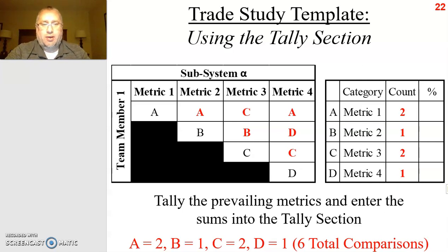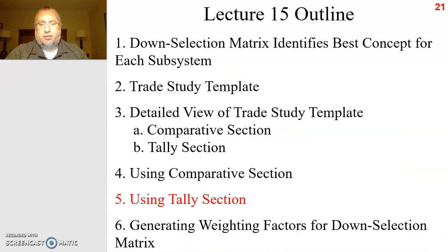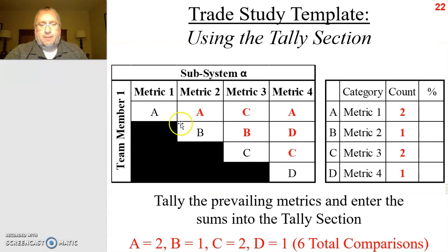So, where we were before, we had walked through the comparative section, and we're now talking about the tally section of the trade study template. We had basically made binary comparisons between the metrics, put in our decisions here, and then counted them all up to get these counts for metric 1, 2, 3, and 4, which are also represented by the letters A, B, C, and D. So that's where those numbers come from. And the last thing that we needed to do is come up with these percentages. So that's where we stopped.